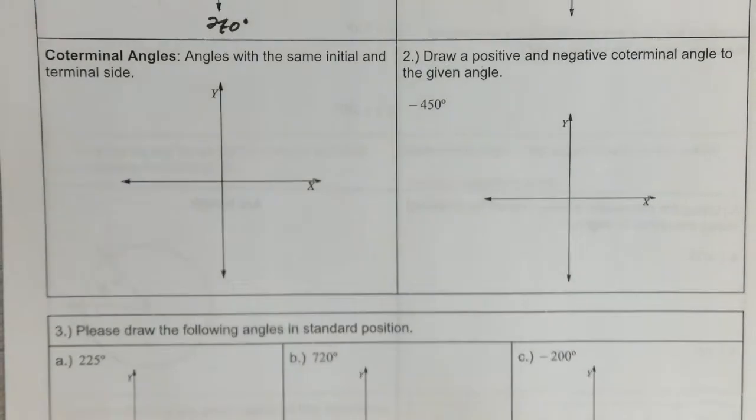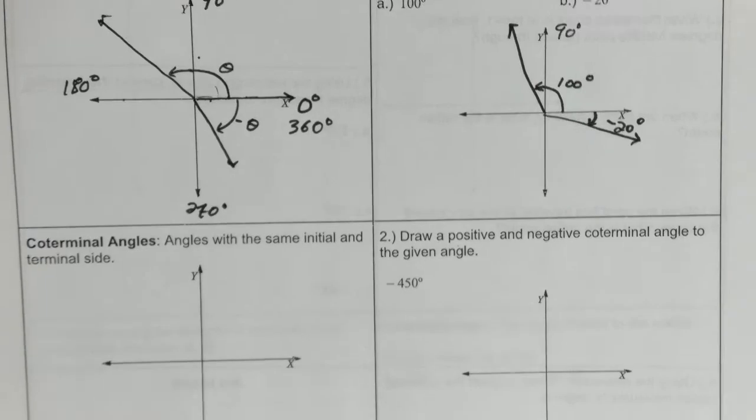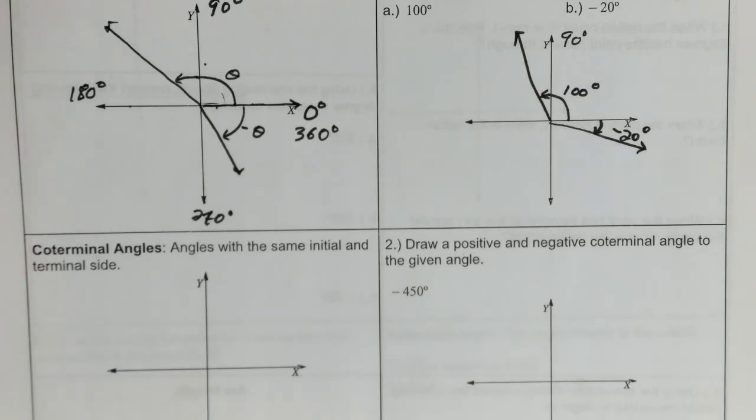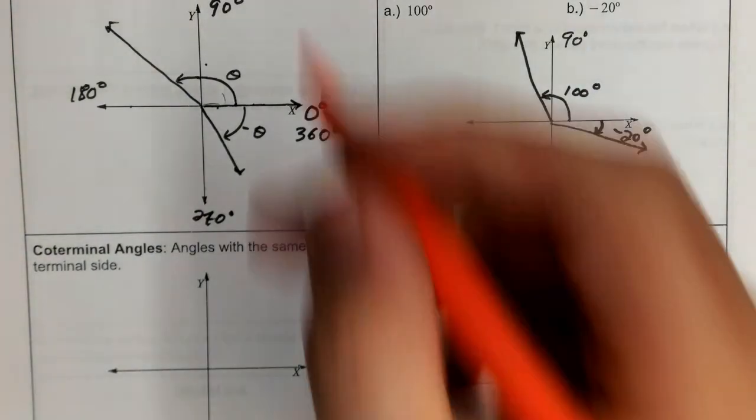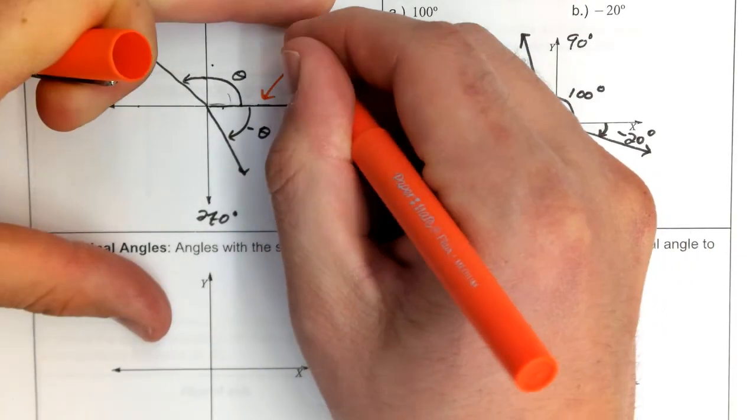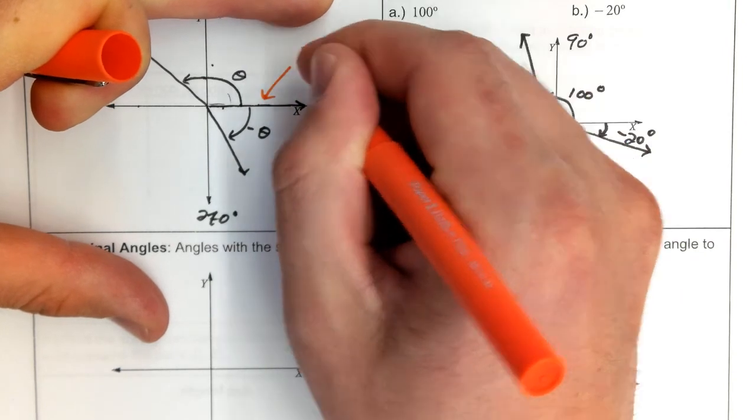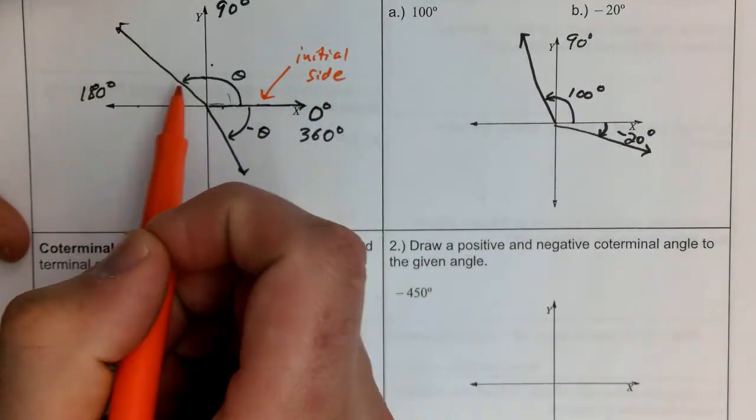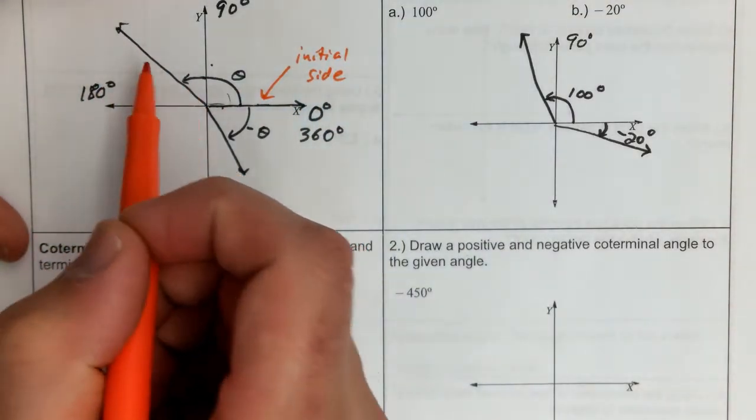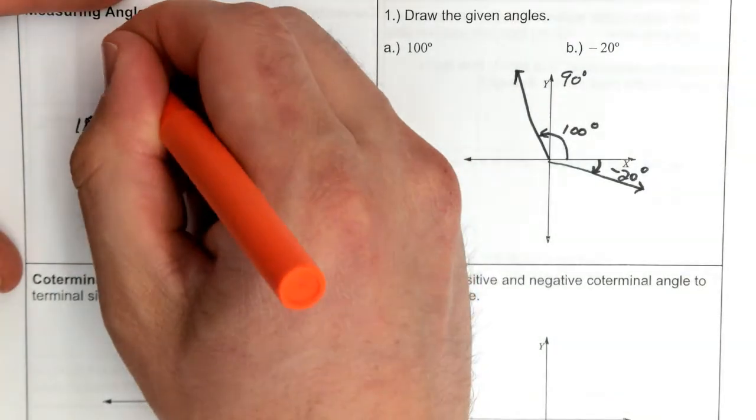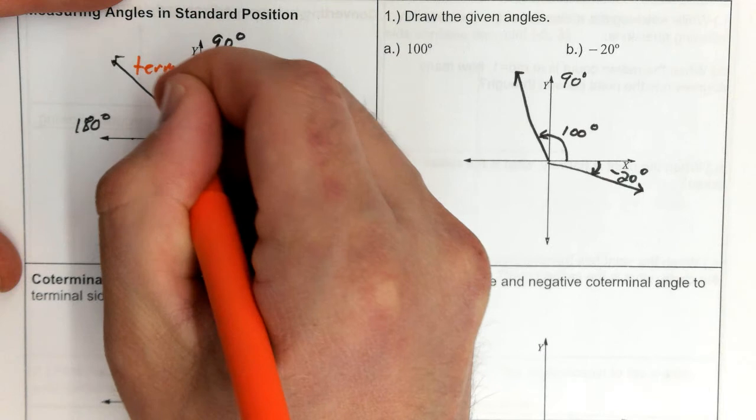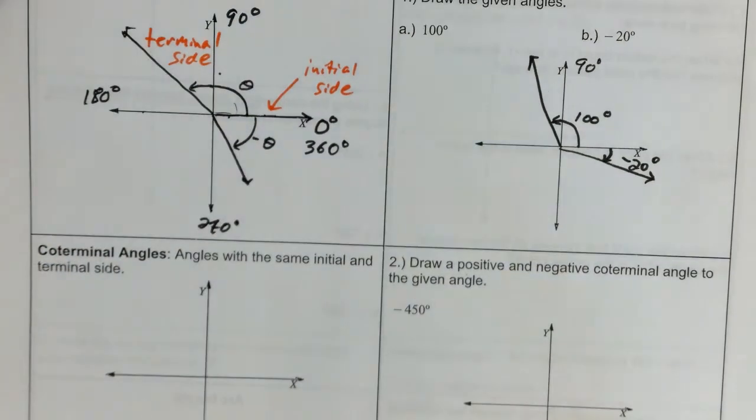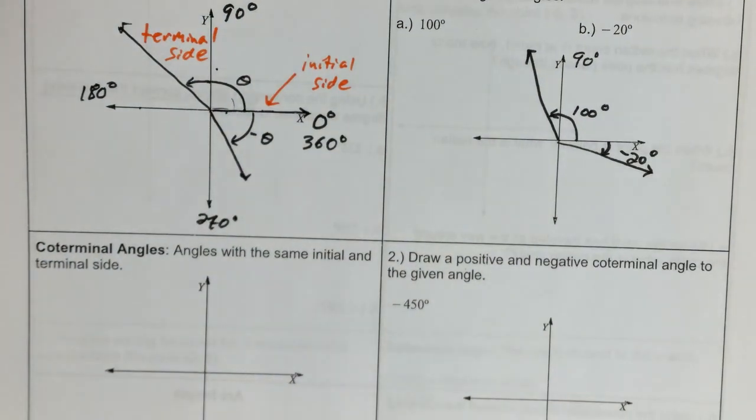An interesting thing happens when you set up angles measuring in this way, and that is that you can get to the same terminal side. Actually, we should write that. This right here is the initial side of the angle. And this side right here of the angle is called the terminal side. It's where the angle terminates. And it turns out that there's multiple ways to get to the terminal side.